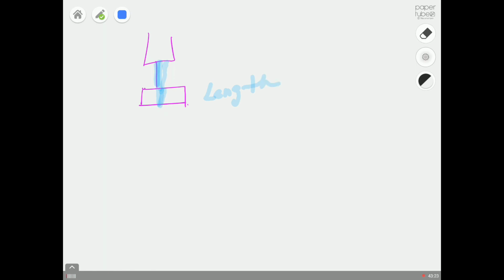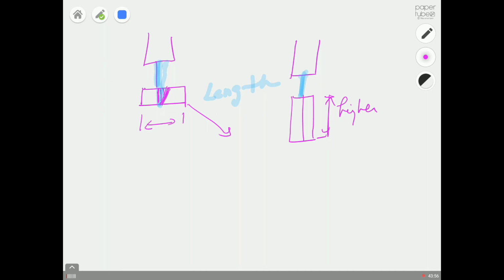So FBRM doesn't see the actual length of the crystal. It measures the length in terms of the distance traveled by the light, or the path distance. Imagine the same crystal, and you have your laser coming down. If the same crystal comes in this direction, the length will be higher. So this length, which FBRM measures based on the distance traveled by the laser, is called chord length.